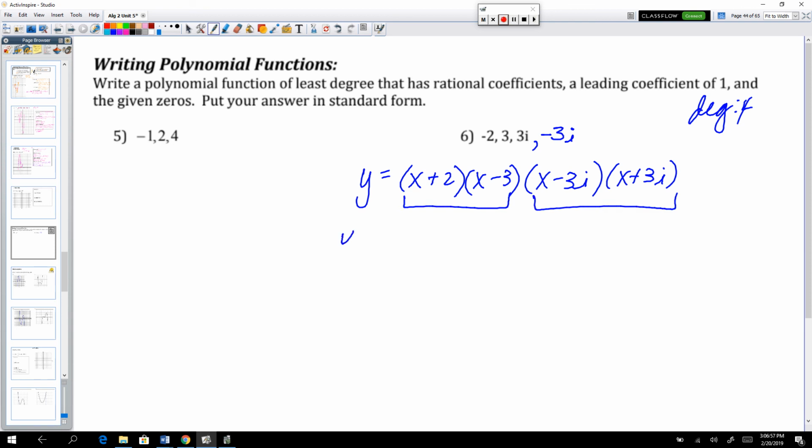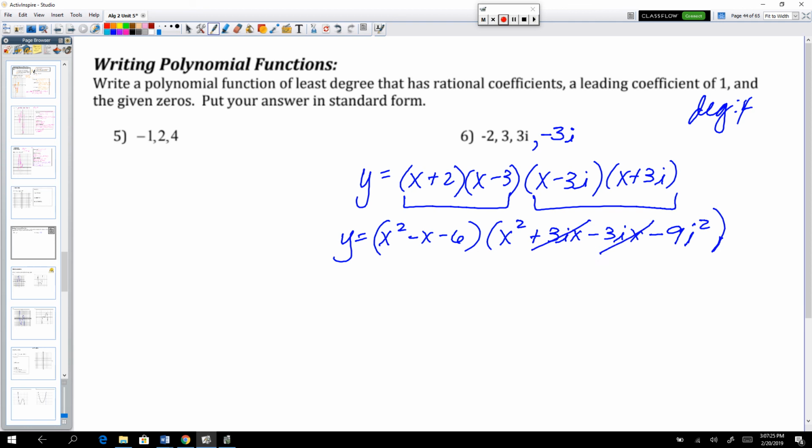And I would recommend grouping the imaginaries together when you FOIL these things together, because nice, pretty cancellation things happen. So when I FOIL the first 2 together, I get x squared minus 3x plus 2x is minus x minus 6. And then when I FOIL the other 2 together, I get x squared. And I'll actually write this out so you can see the canceling. Plus 3ix minus 3ix minus 9i squared. Be careful on that one.